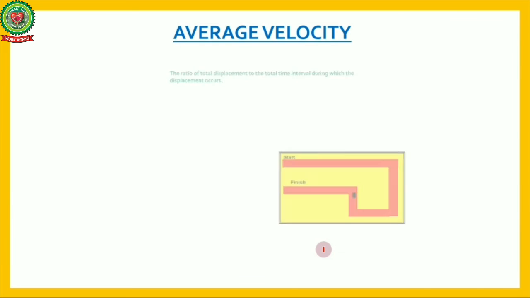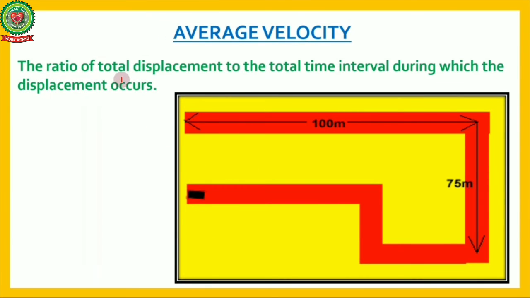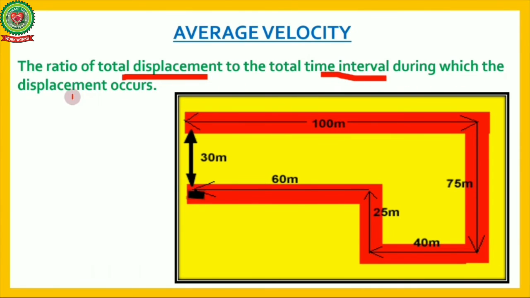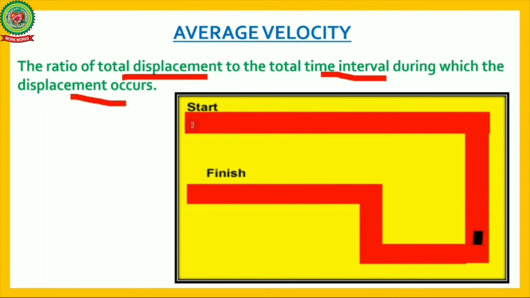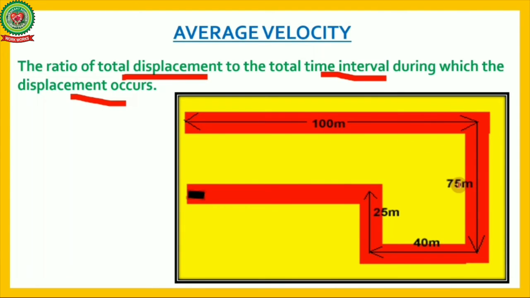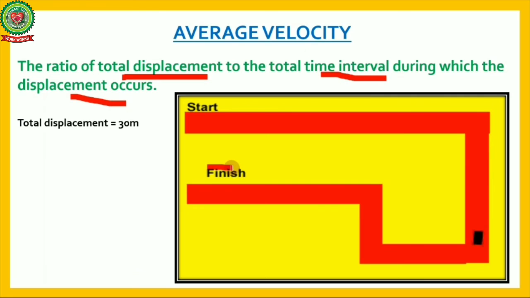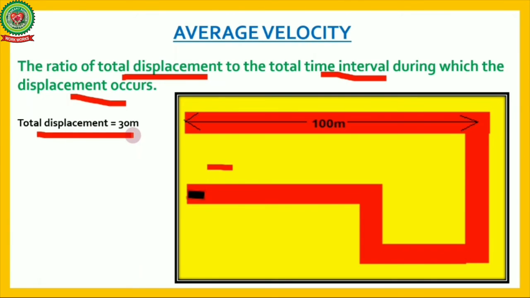Next is average velocity. The ratio of total displacement to the total time interval during which the displacement occurs is called average velocity. For example, here you can see a body starting from this point and finishing at this point. The total distance traveled by the body is 100 plus 75 plus 40 plus 25 plus 60. But the displacement is the distance between initial and final position, that is 30 meter. Therefore, here total displacement is 30 meter.